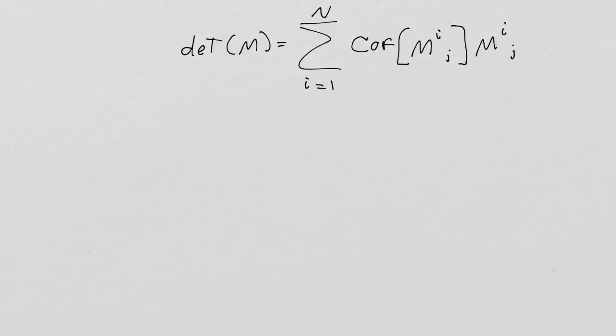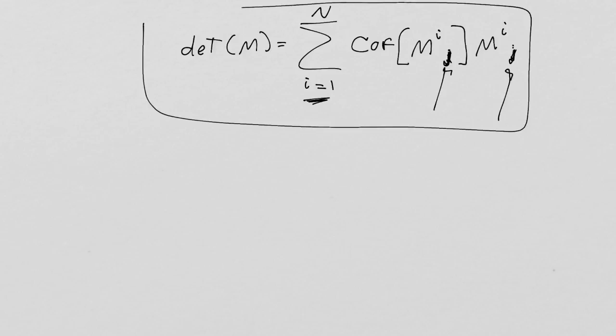So i is getting summed over from 1 to n, but j is not specified. So we can pick a j. We can do this for, say, j equals 1 or j equals 2, and then run the sum. It doesn't really matter what we choose for j, but it's an option, so we leave it as a letter. This is what you learned in algebra as a way of calculating the determinant.